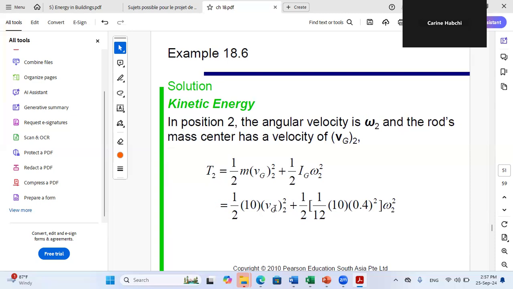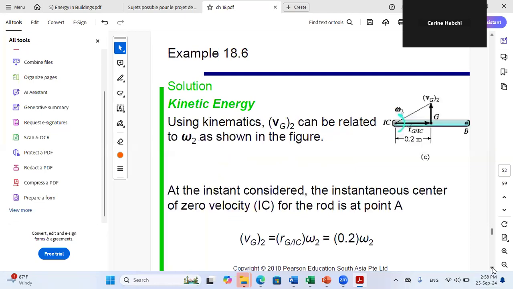If you didn't pay attention to this method, you can also use the method of chapter 16, which is to relate velocities of points A and B to find omega. After you find omega, you can relate the velocity of one of these points to G. So you can use either the IC method or the vectorial method, both will work. Here they selected the IC method and found that the distance between the IC and G is equal to 0.2.